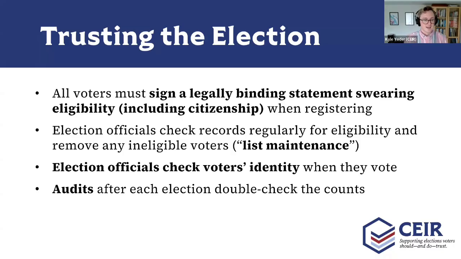In addition to all of this, election officials are checking voters' identity when they vote. As we said before, voters need to provide proof of identity when they're casting their ballot, either by providing an ID in person or during early voting, or as a photocopy or number accompanying their mail ballot. And then audits are happening after each election to double check the counts to make sure that everything was counted correctly and just confirm what we know, which is that election officials are doing a good job of remaining thorough, accurate.